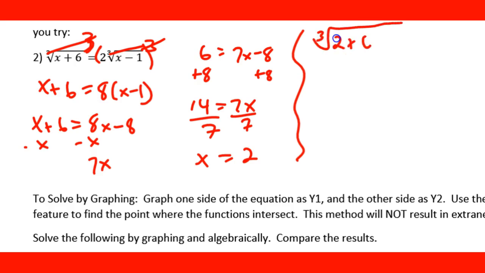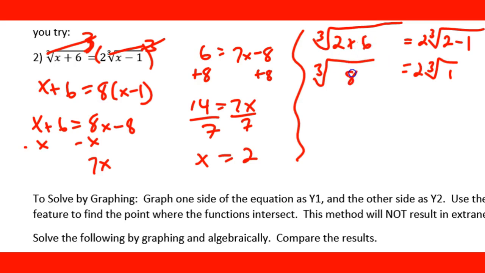All right, 2 plus 6 equals 2 times the cube root of 2 minus 1. So right here you have 2 minus 1, that's going to be 1. So you have 2 times the cube root of 1. And 2 plus 6 is going to be 8. So now, the cube root of 8 is 2. And right here, the cube root of 1 is 1. So you have 2 times 1, which is 2. All right, so this checks out.